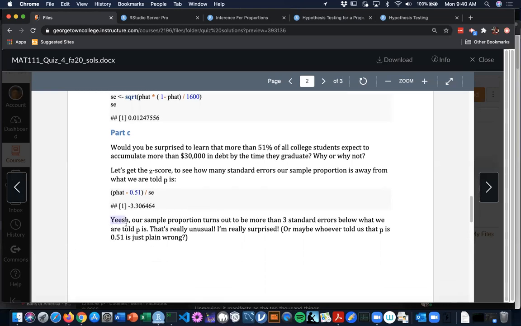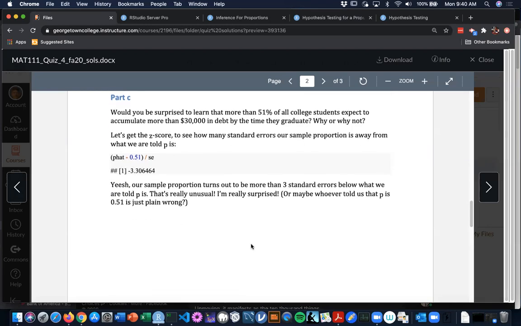So I point out that this is more than 3 standard errors away. That's definitely more than 2. So it would be really unusual to get 46% if p was really 0.51. So I might actually doubt whoever this person is that tells us that it's 0.51.